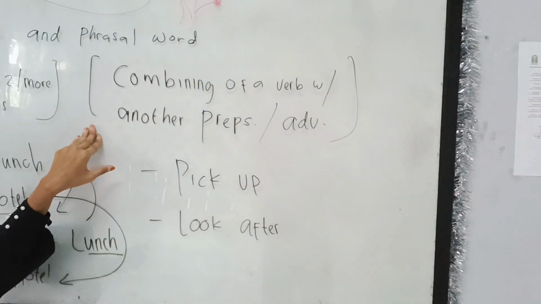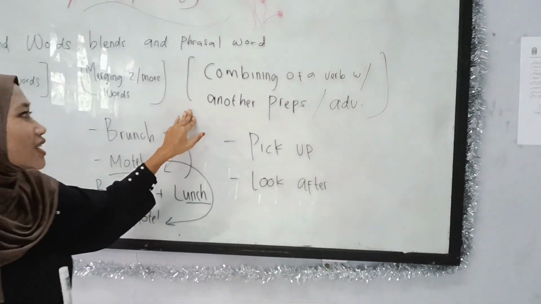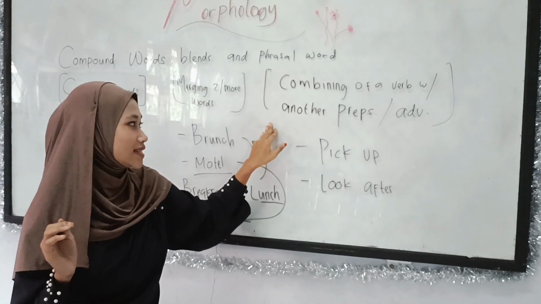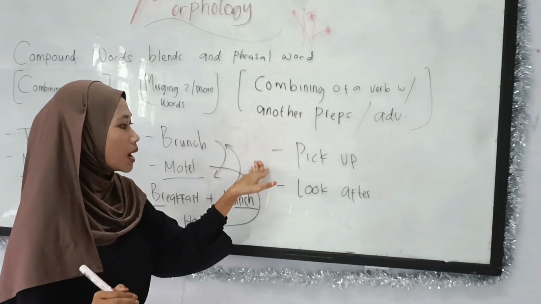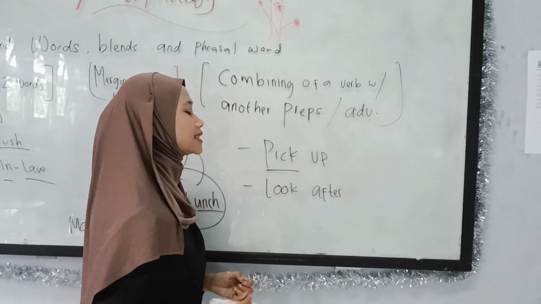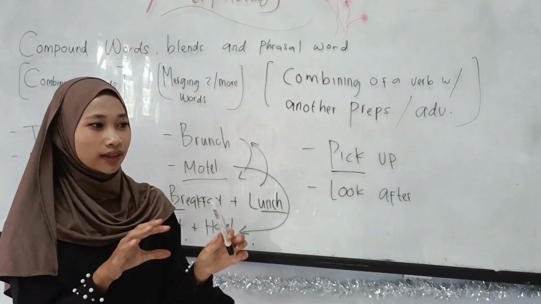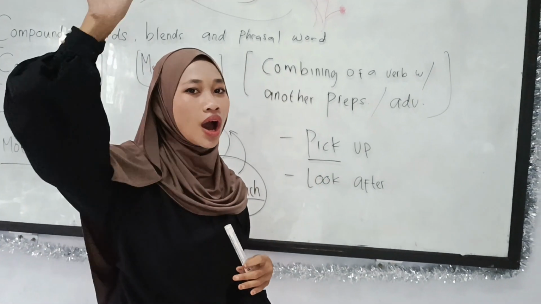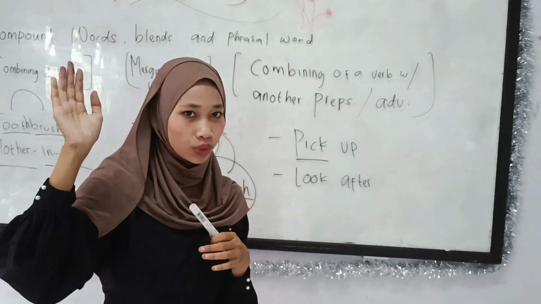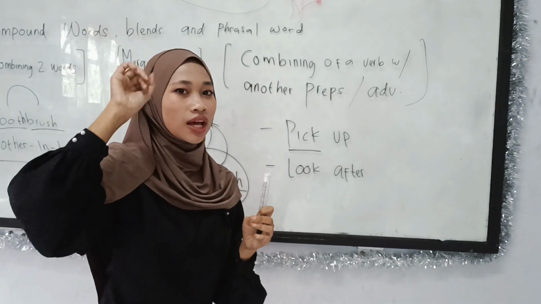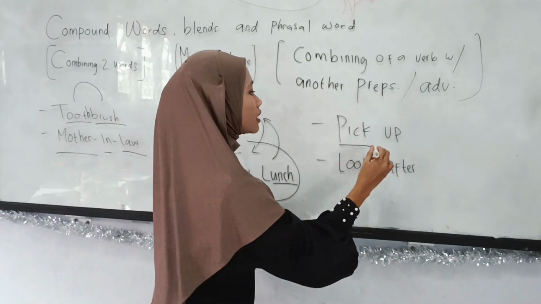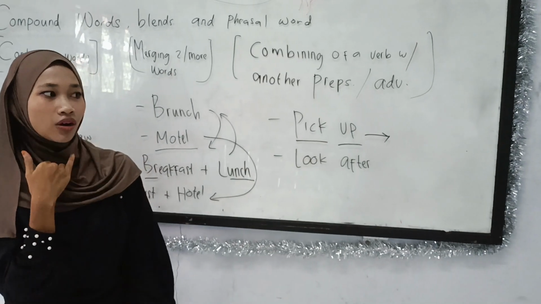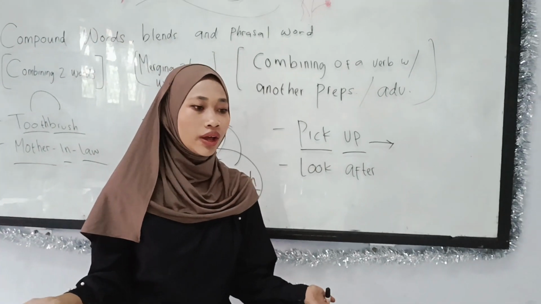And then let's go to the phrasal words. Phrasal words is combining of a verb with another preposition or adjective. Here I have pick up and look after. Pick is something that you choose between two things. You have to pick one, and then up is when you have to go up higher or above you, that outer reach, and when it comes together, it will be more specific that you have to pick up something. Pick up a call, pick up your mother, and so on.